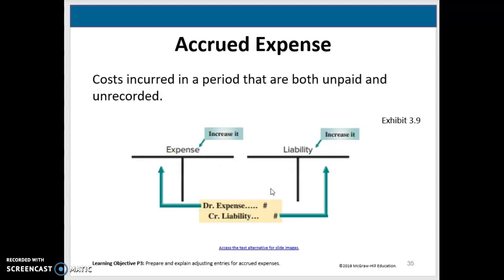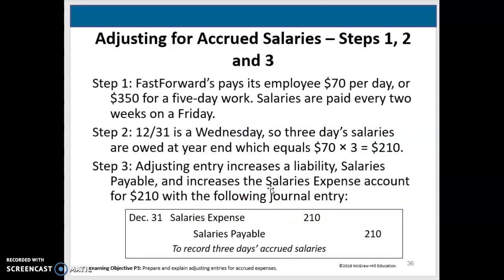So this is where we have costs that are incurred, but they're unpaid and unrecorded. So we know we just got a bill, we haven't recorded it yet, but it's also not time to pay it. So what we do here is we're going to debit an expense, and we're going to create a liability because we're going to pay it sometime in the future. So in any accrued expenses, we're going to be debiting some kind of expense account and crediting some kind of liability account. All right, so our example, the first one, it says that we're adjusting for accrued salaries.